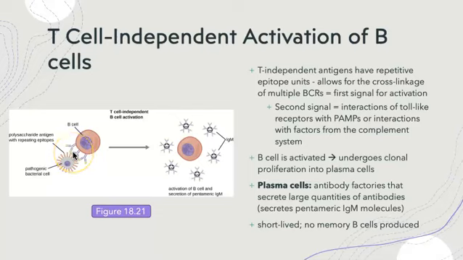The second signal comes with interactions with toll-like receptors, with PAMPs, or interactions with factors from our complement system. So once that B cell is activated, it's going to go through clonal expansion and turn into plasma cells. Our plasma cells are then going to be able to create antibodies in large quantities and secrete our pentameric IgM first, which will continue to rise, and eventually we'll get antibody class switching and IgG will come in.